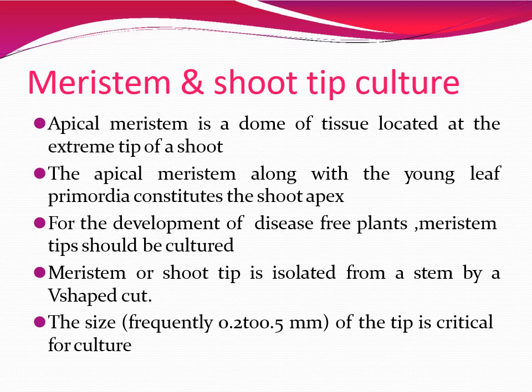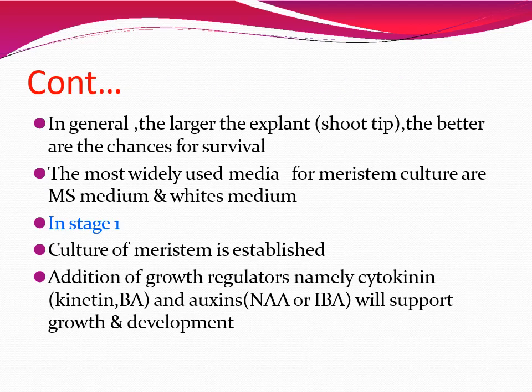For the development of disease-free plants, meristem shoot tip should be cultured. Meristem or shoot tip is isolated from a stem by a V-shaped cut. That is, while we are isolating any kind of meristem, it should be cut in the form of a V shape. Size of the tip is critical for the culture. Frequently the size should be 0.2 to 0.5 mm. In general, the larger the explant, the better the chances for survival. That is, the size of the explant should be larger so that the survival rate will be increased.